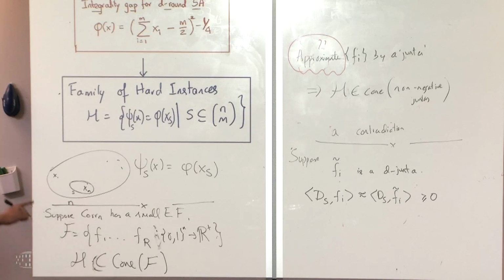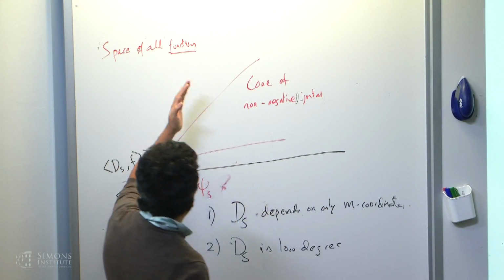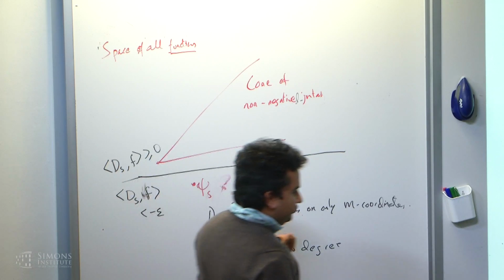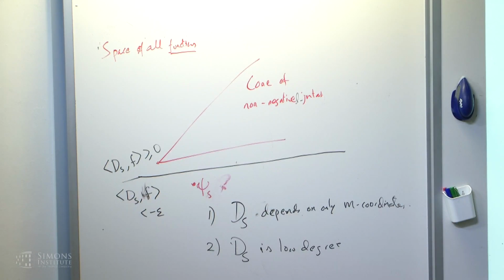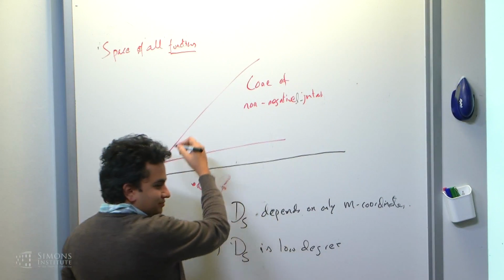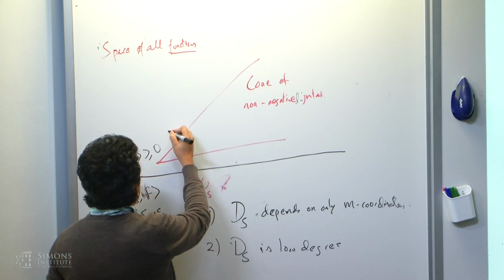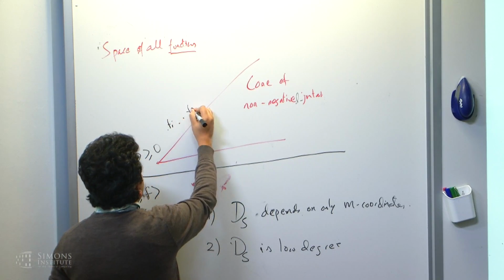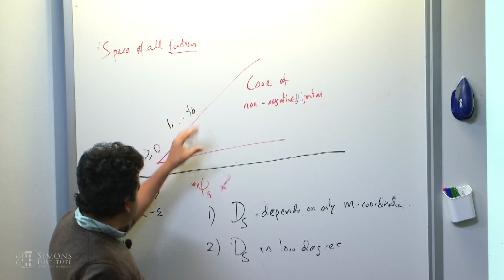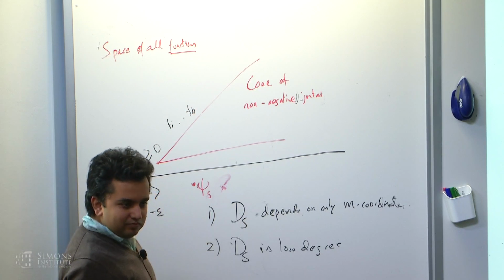So what this shows is that all the fi's live on this side of the hyperplane. If you could approximate each fi by a d junta, then even the fi's live on this side of the hyperplane. Then of course the cone of fi's will not contain this.